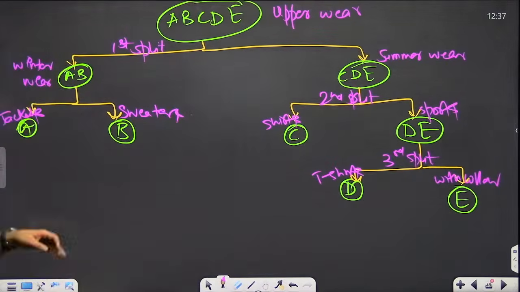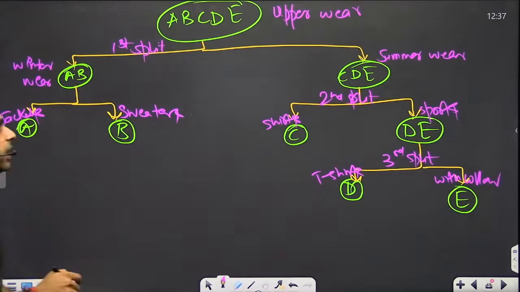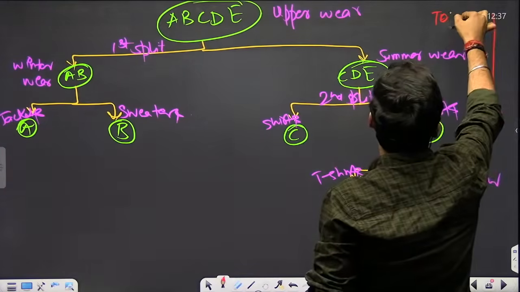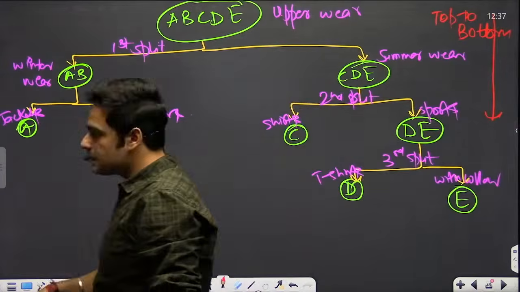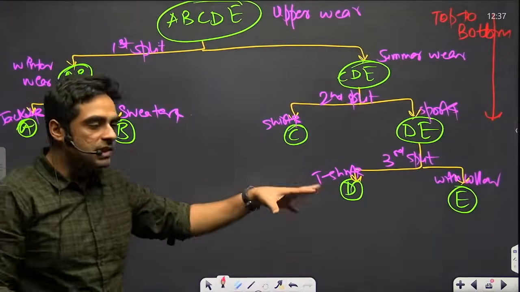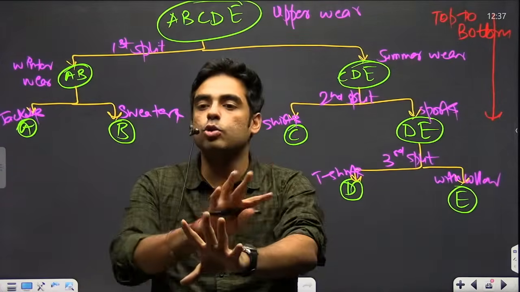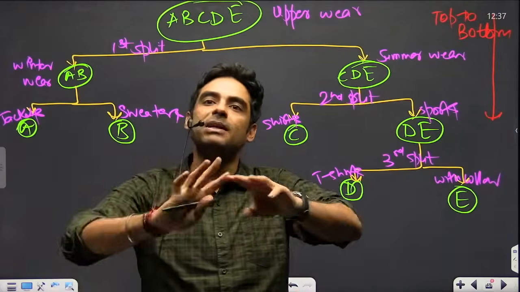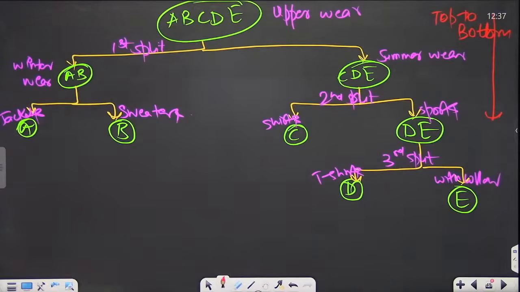So I hope you are able to see the way I am splitting. This is top to bottom, divisive clustering. The way I am splitting is nothing but firstly disconnecting the most dissimilar element. That is the funda, nothing else. I first disconnected the most dissimilar element, and did nothing else. This is how I have split this.